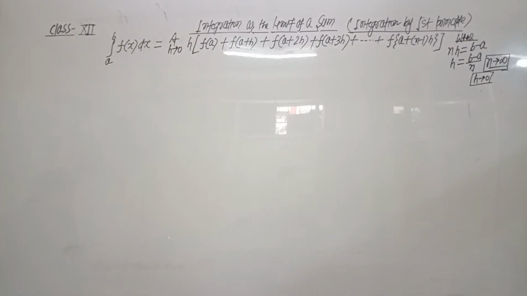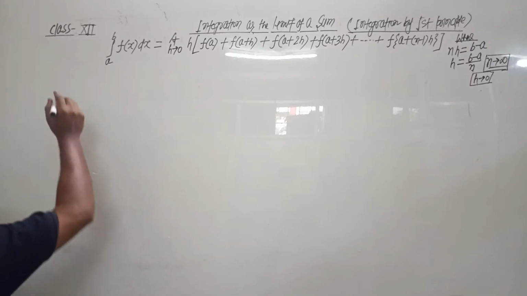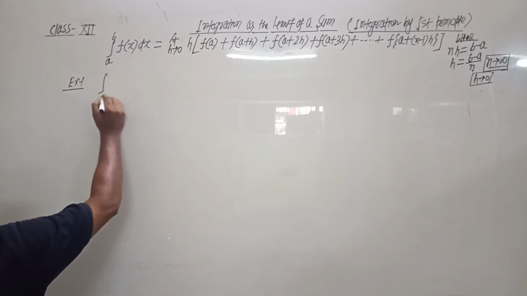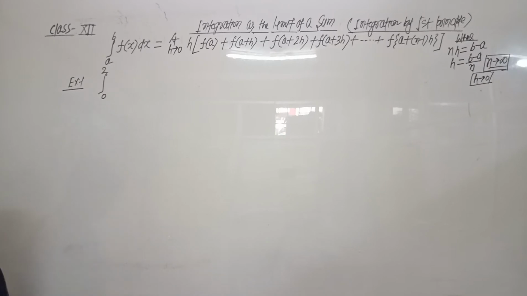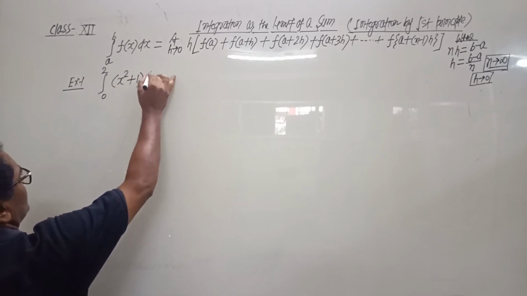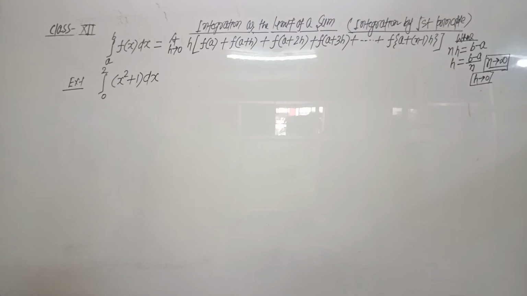First we will discuss examples. Integration 0 to 2, x square plus 1 dx. We have to integrate as the limit of a sum.